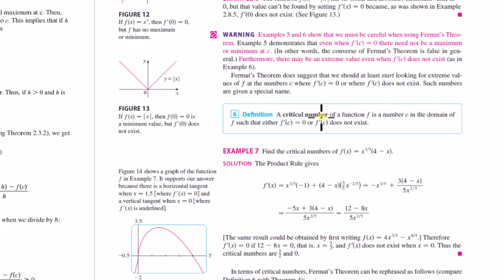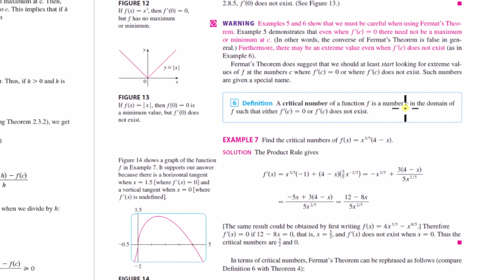So that's where this definition comes from. A critical number of a function f is a number c in the domain of f such that either f prime of c is equal to 0 or f prime of c does not exist. We can have multiple points on the same function where f prime of c is equal to 0 or f prime of c doesn't exist. That's critical numbers. Again, this does not mean that once we find the critical numbers, we've found the extreme values. We'll have to do more work.